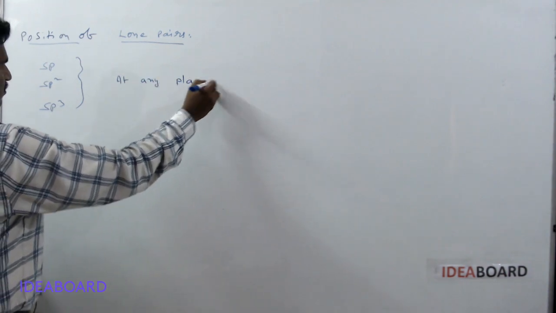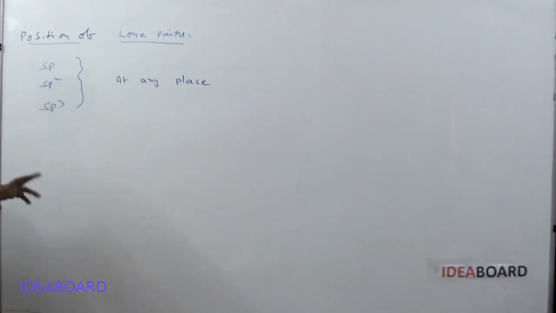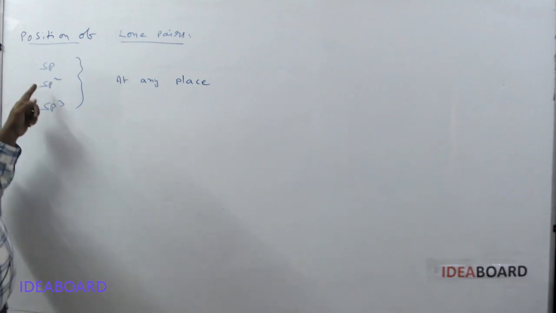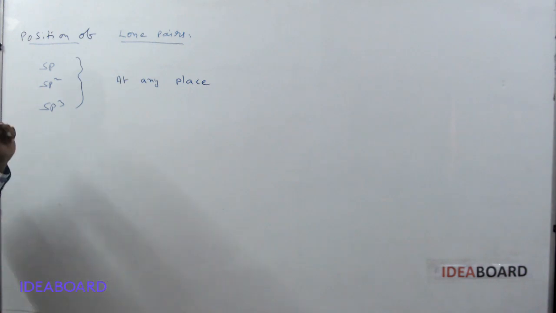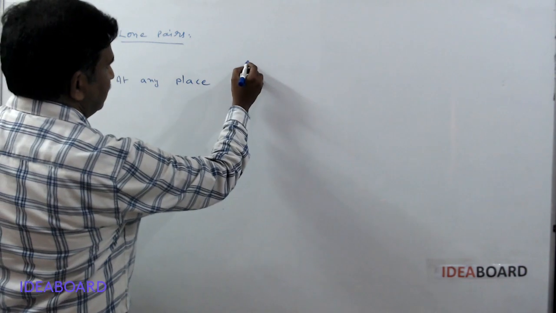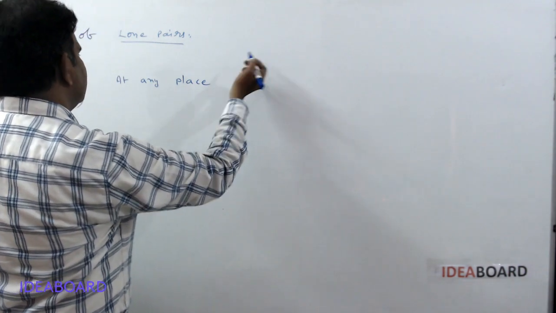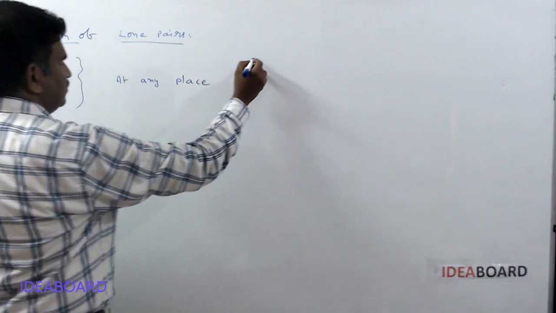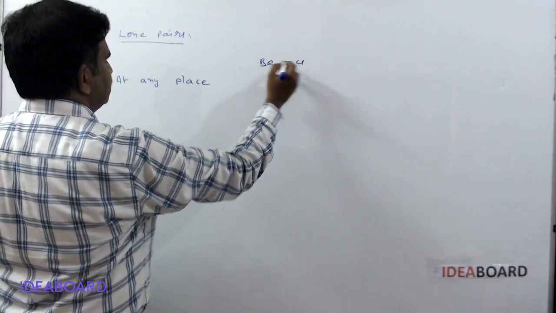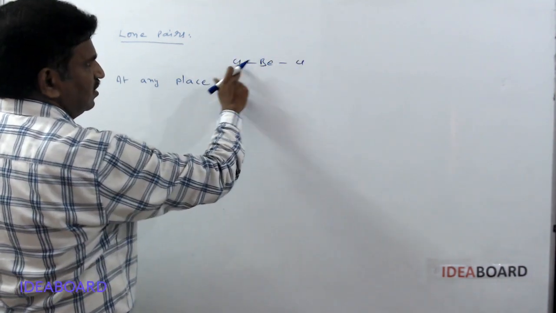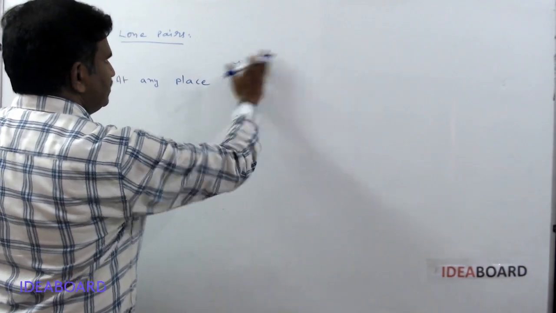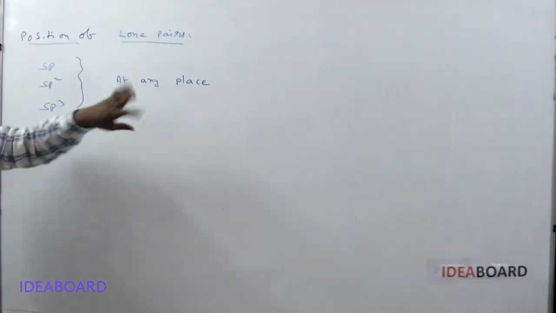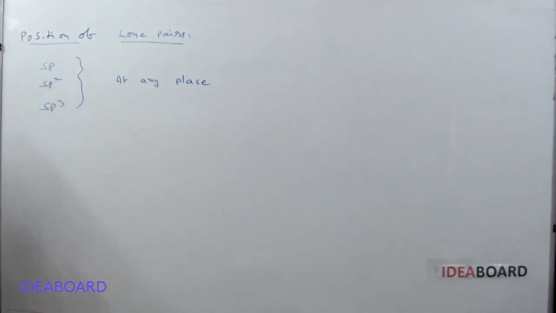sp means linear shape, sp2 means trigonal planar, and sp3 means tetrahedral. Linear shape means, for example, I am writing one linear molecule. Suppose this is beryllium chloride. If there is any lone pair here or here, we can write the lone pair. Like that, the lone pair position may be at any place if there is sp, sp2 or sp3.